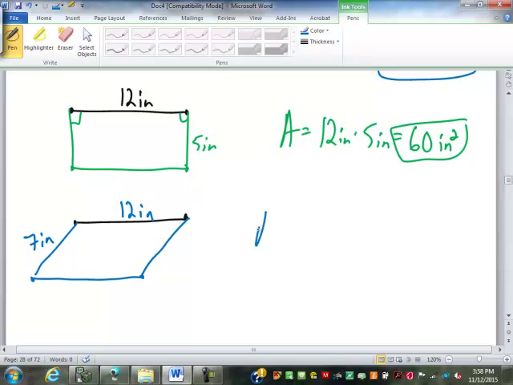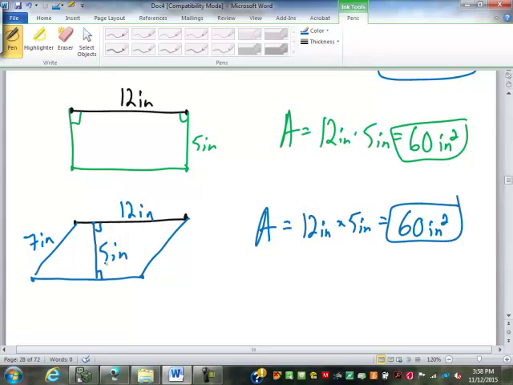Is my area 12 times 7? No. The area is not this distance. The area is the distance between where it started and where it ended. If that's 5 inches still, the area of this would be 12 inches times 5 inches, or still 60 inches squared. Now, I had to give you that 5 inches. If you're asking where did the 5 inches come from, I had to give it to you. In a little bit, we'll look at how we could find it. But for right now, I told you that that was 5 inches.